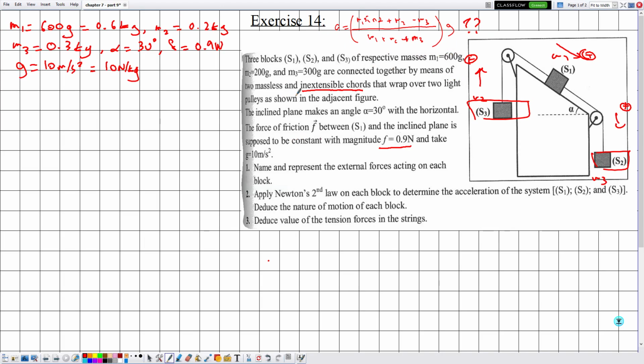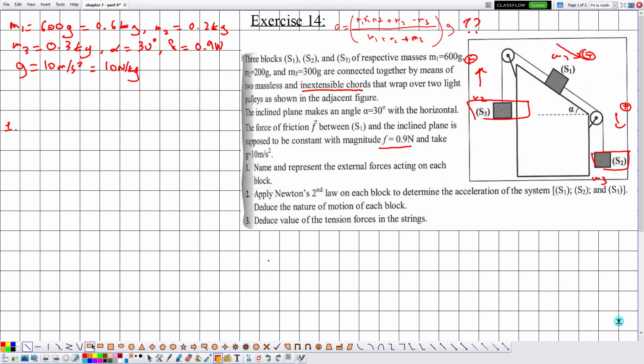Now number 1, they are telling me to name and represent the external forces acting on each block. Let's start with the block S3. So let me redraw the figure here. Let me draw each block separately. So suppose this is S3.